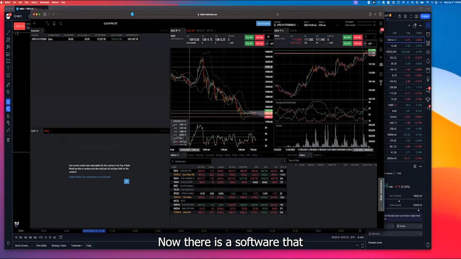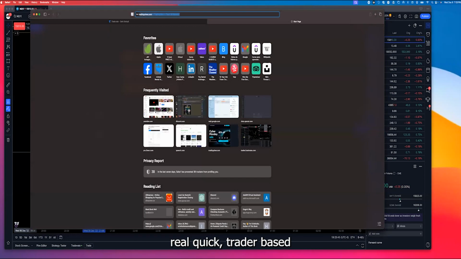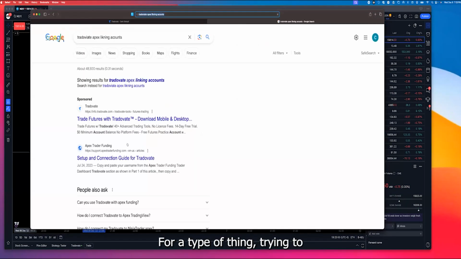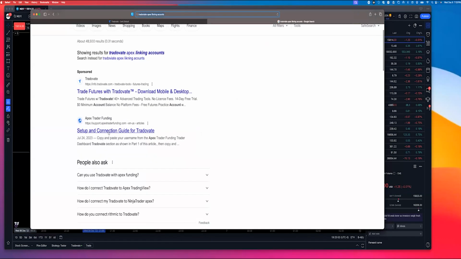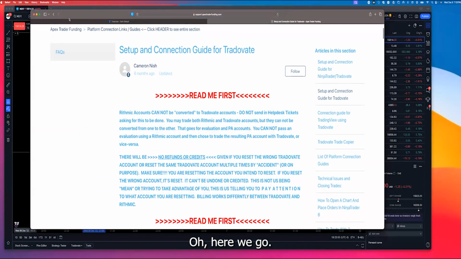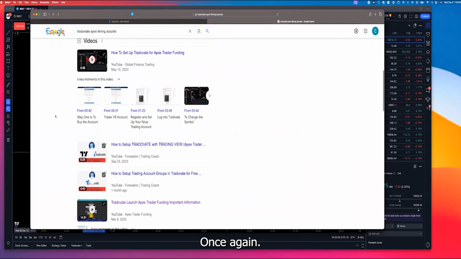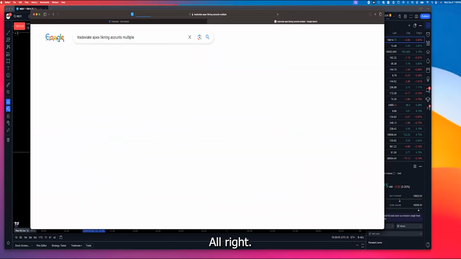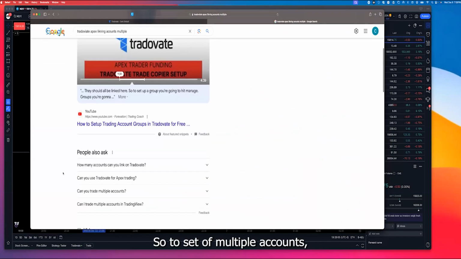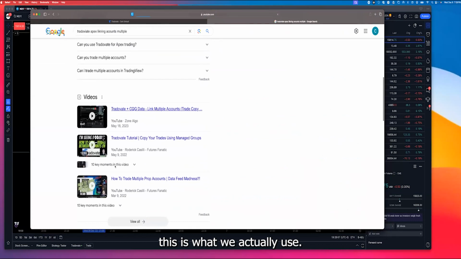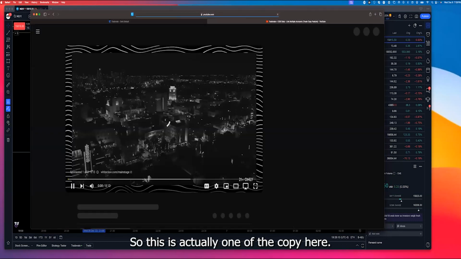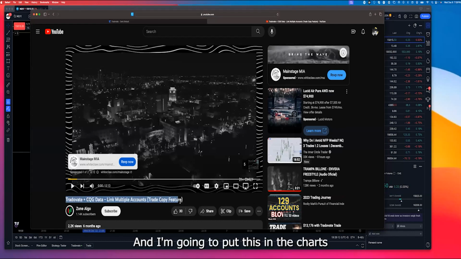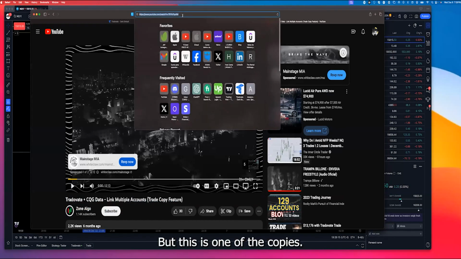Now, there is a software, and actually I'll put it here real quick: TradeAvate, Apex linking accounts. Sorry for the typos, I'm just trying to type fast here. Right, so to set up multiple accounts, this is what we actually use. This is one of the copiers, and I'm going to put this in the chat so everybody can have it.